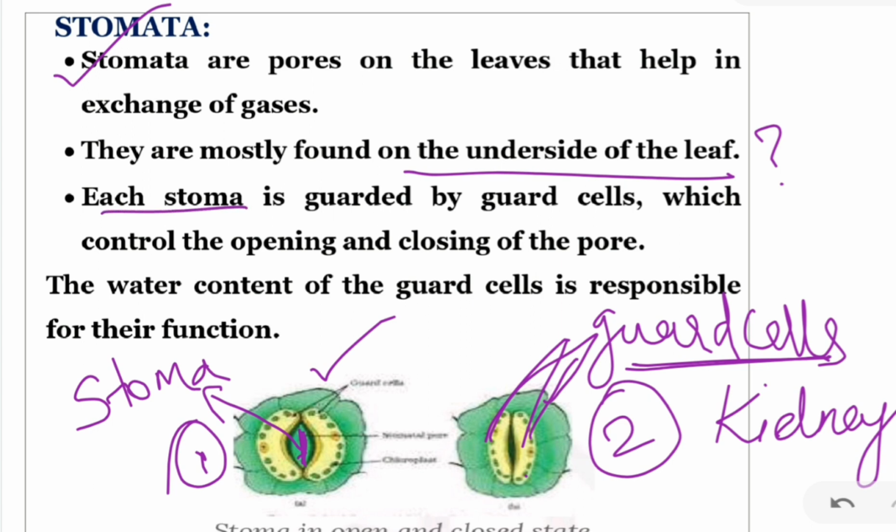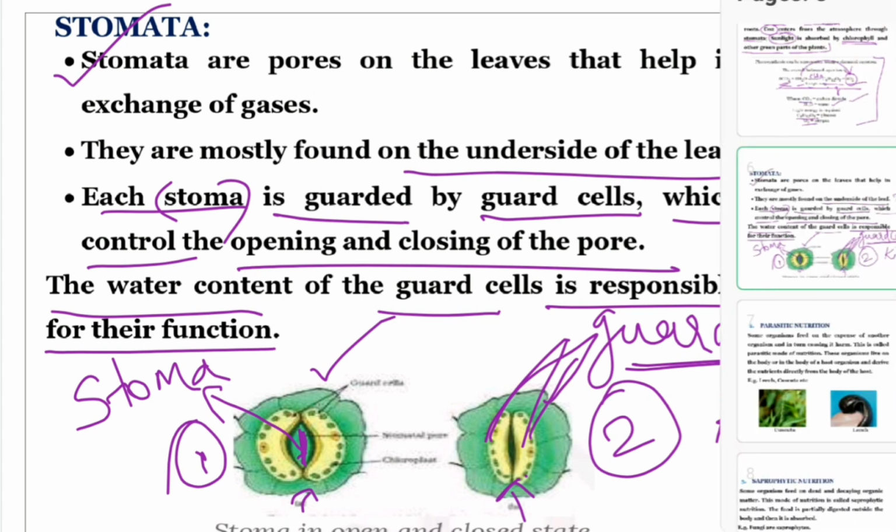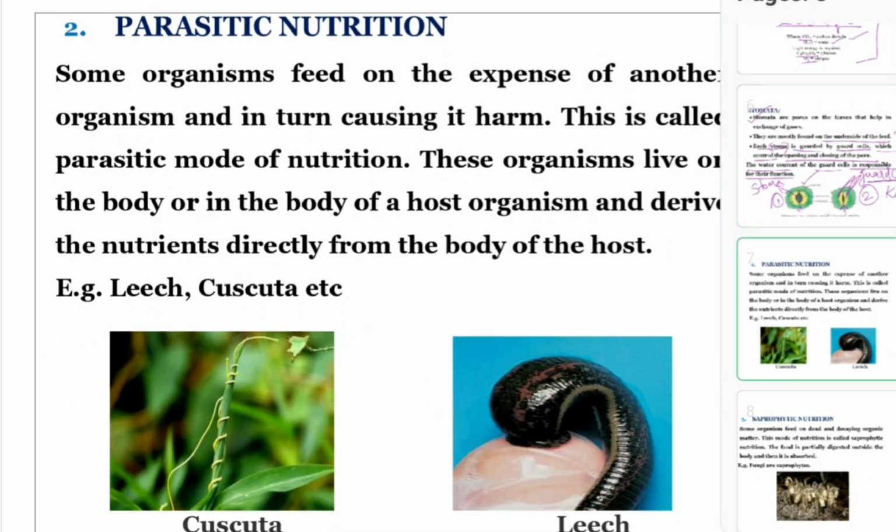Each stoma, what is stoma? The opening of the stomata is guarded by guard cells, which control the opening and closing of the pore. The water content of the guard cell is responsible for their function. What function? Opening and closing of the stomata is controlled by the presence of water in the guard cells.